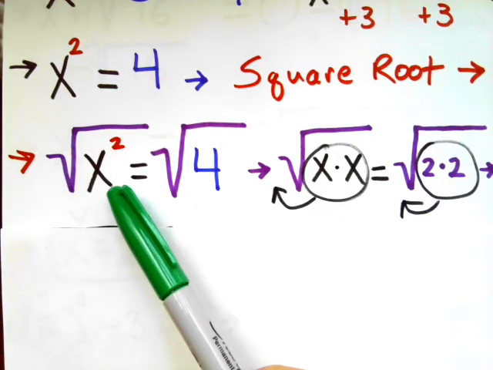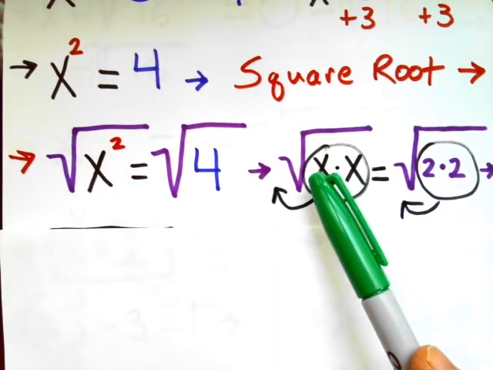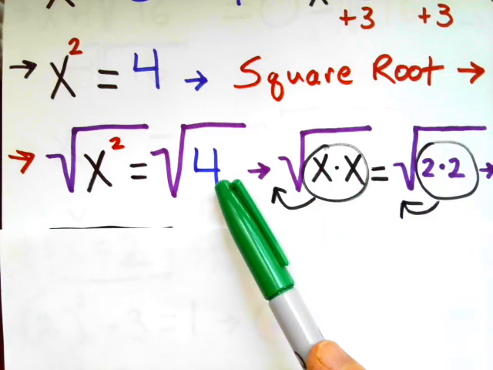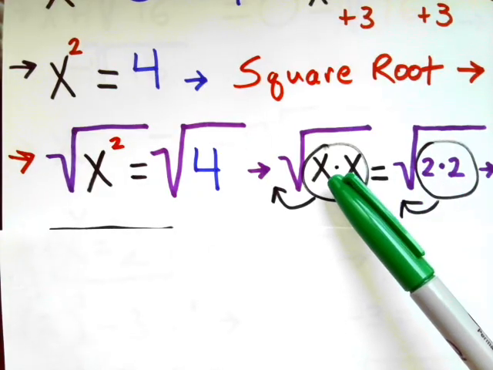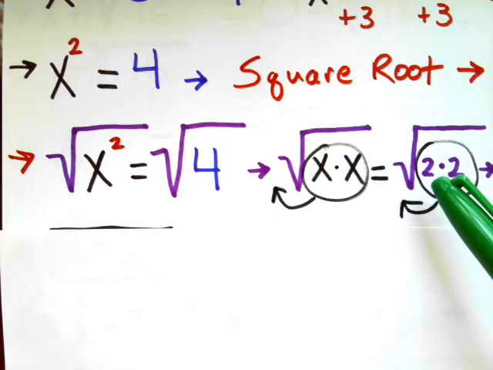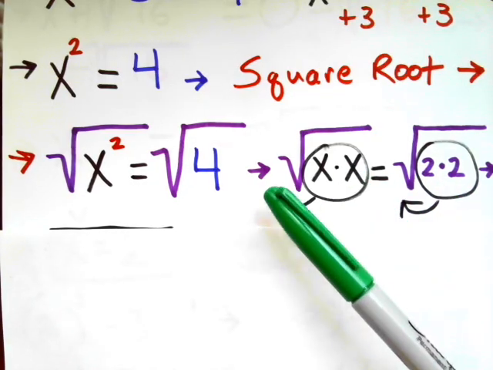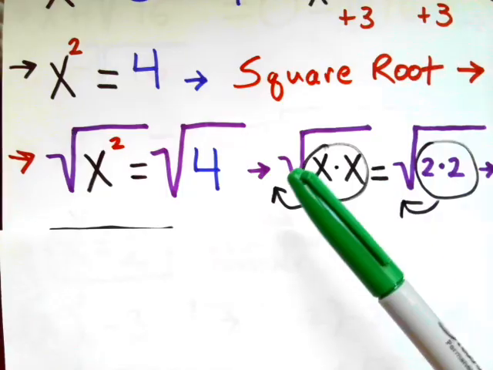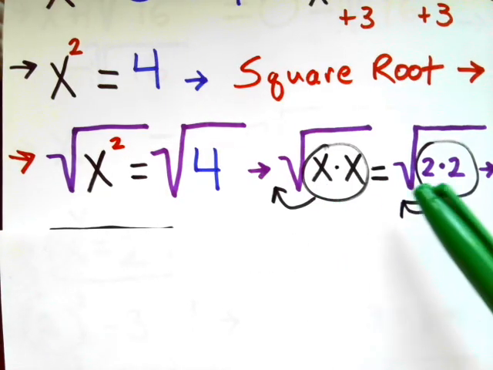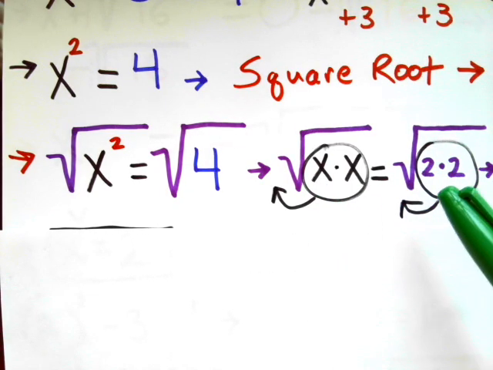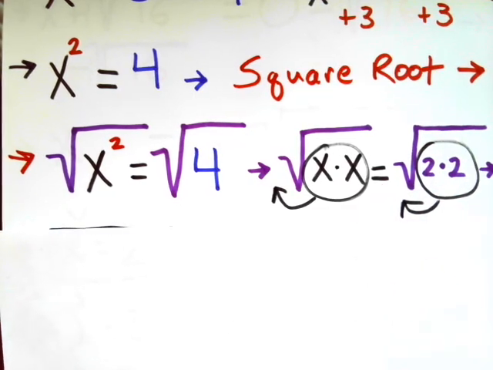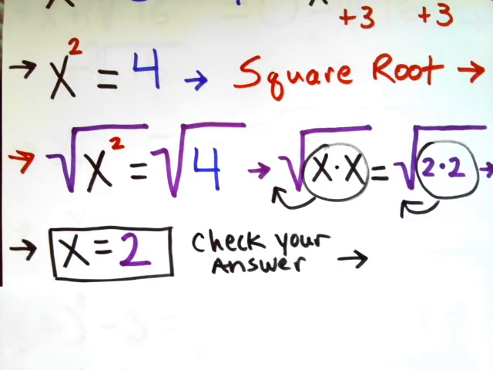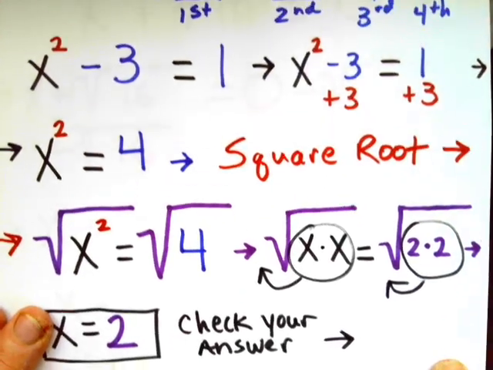I'm simplifying this x to the second power, which simply means x times x. And of course, 4 is a perfect square, 2 times 2. Now I need a perfect pair to pull one value out. I have two x's. That's a perfect pair. I can pull one x out, and then there's nothing inside the radical. It disappears. I have a pair of twos, two twos. I can pull out one 2, and the radical disappears. X equals 2.